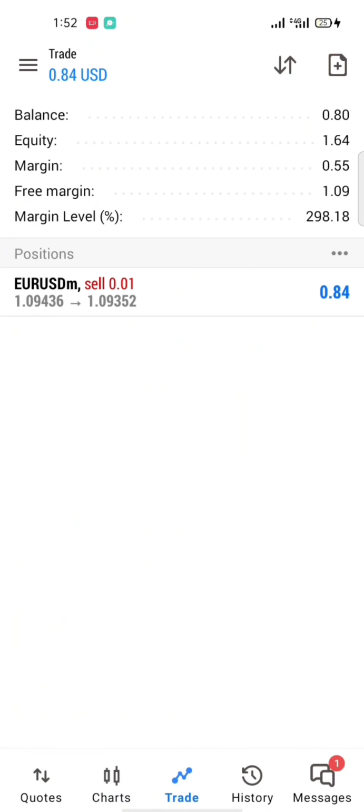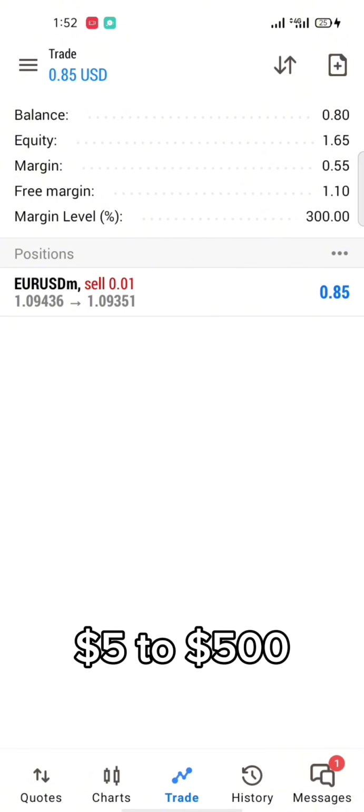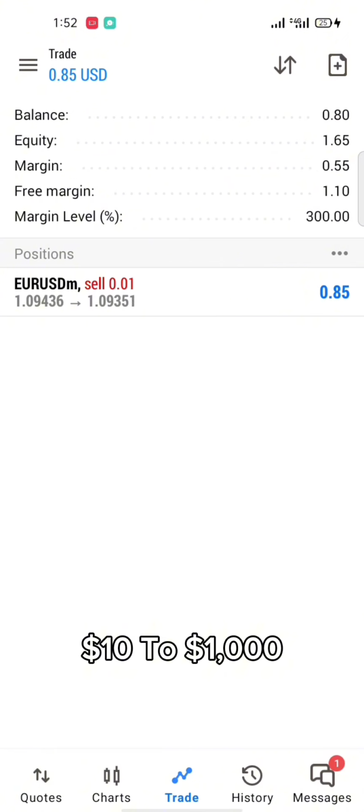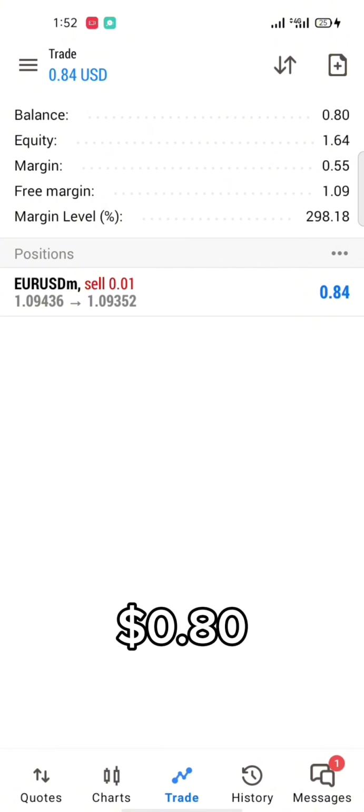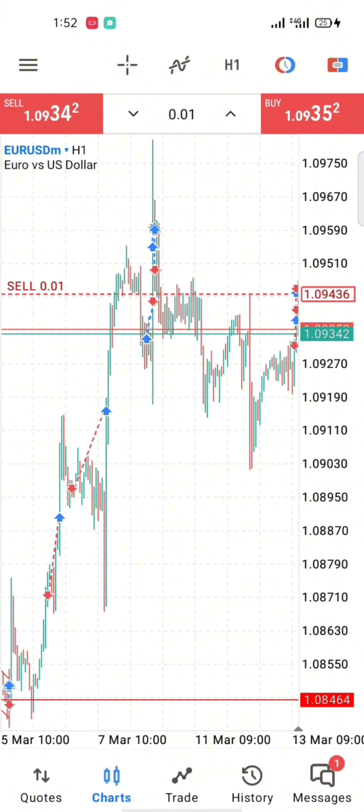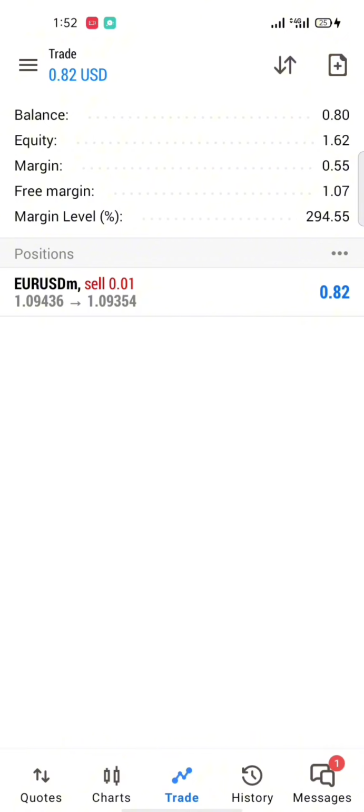Yo guys, I just decided to flip this small account of $0.80. Since I've been trading different accounts from $2 to $500, from $5 to $500, and from $10 to $1,000, let me try trading a $0.80 account to see how much I can grow it with my strategy. I want to show you how I analyze the market and everything that made me take this trade, because currently we're already in profit on this $0.80 account.